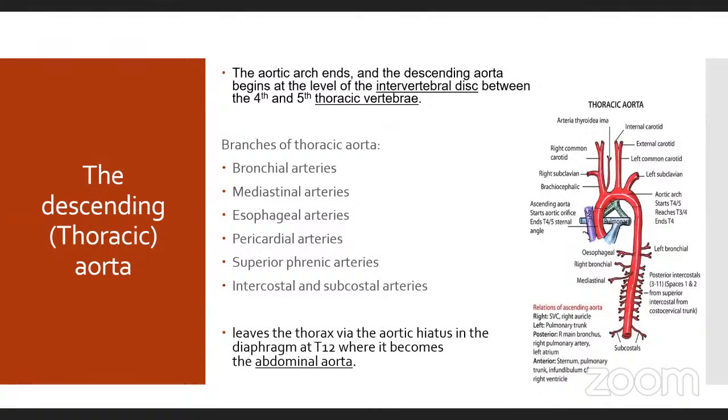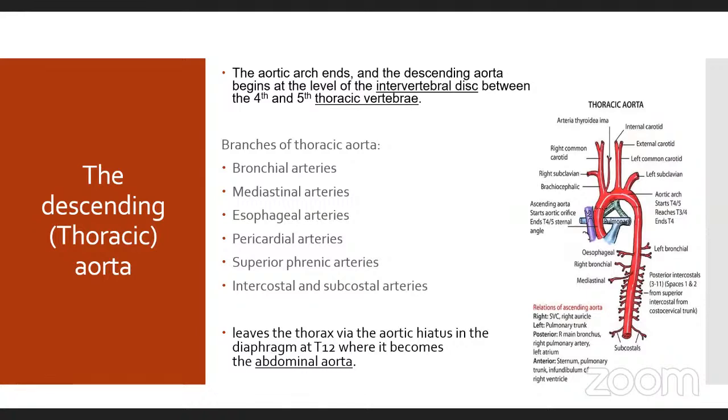The aortic arch ends and the descending thoracic aorta begins at the level between the fourth and fifth thoracic vertebra. The descending thoracic aorta gives rise to many branches: the intercostal and subcostal arteries, as well as the superior and inferior left bronchial arteries, and many branches to the esophagus, mediastinum, and pericardium.